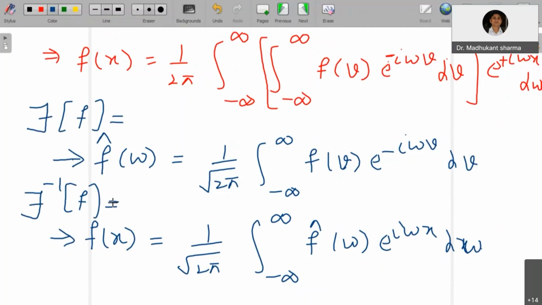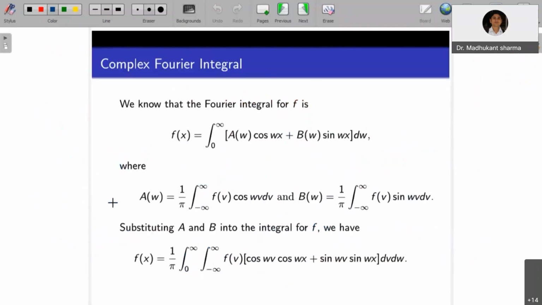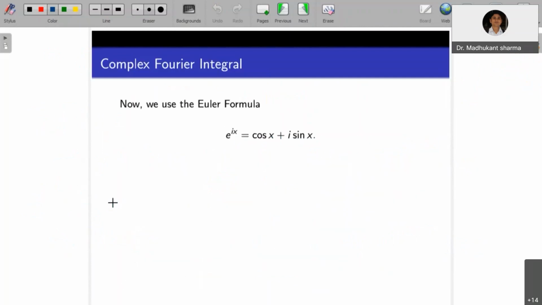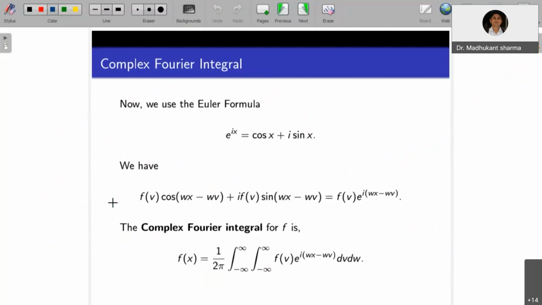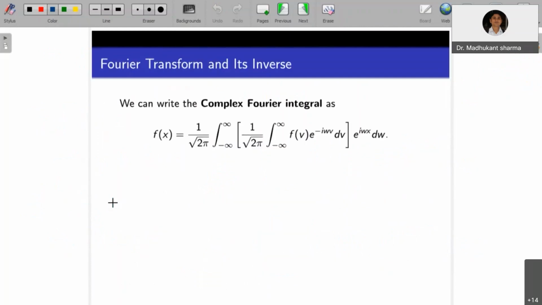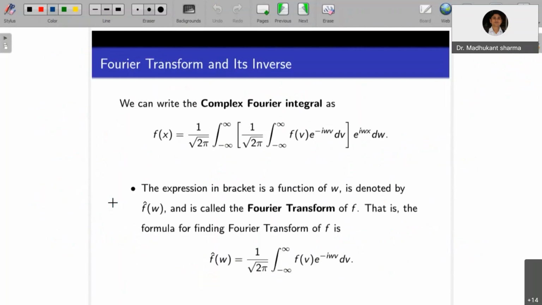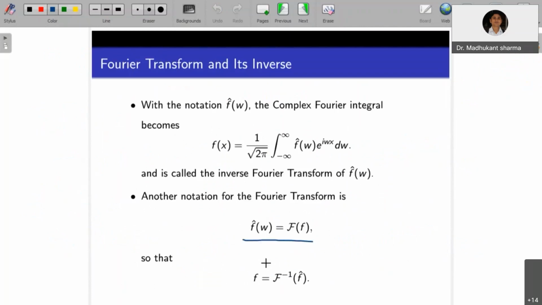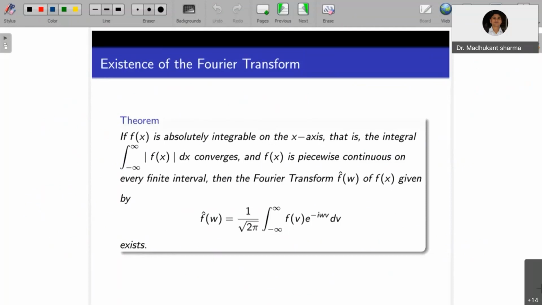Now we can talk about the existence of the Fourier transform. I have discussed this just now. So this is f of w, and this is f of x. These are the notations. Now here is the result for the existence of the Fourier transform.